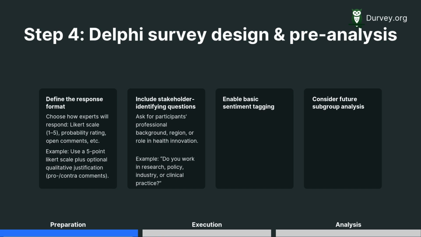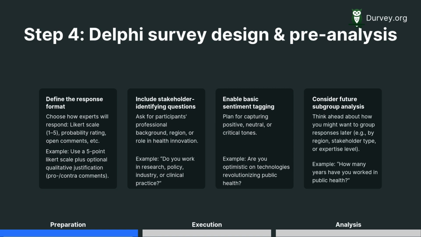Third, plan for capturing sentiment. Your survey should enable the identification of positive, neutral, or critical tones. Example: are you optimistic about technologies revolutionizing public health? Fourth, anticipate subgroup analysis. If you want to compare responses across stakeholder types, regions, or experience levels, you need to collect that metadata now. Example: how many years of experience do you have in the public health sector?